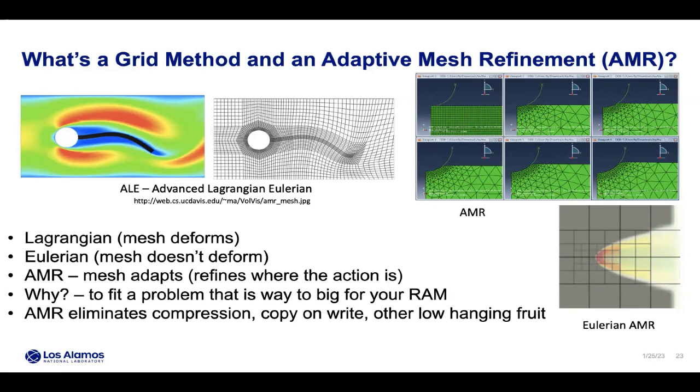Eulerian is a little bit simpler. That's depicted down here on the bottom right. The mesh refines and becomes more refined in the interesting points, but the shapes don't change, just the size.